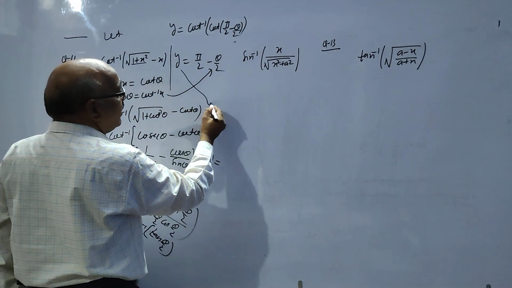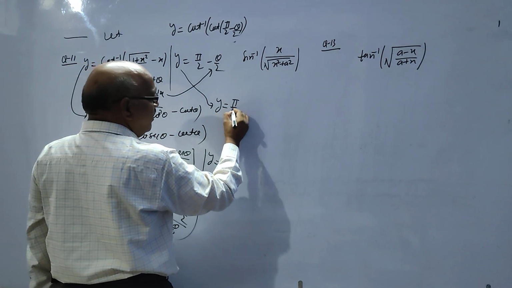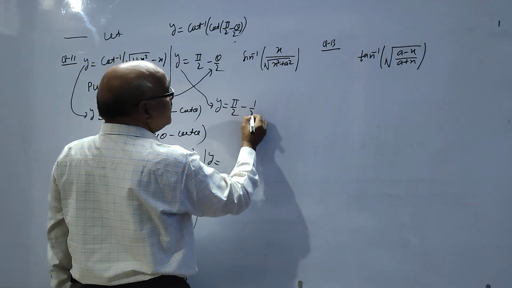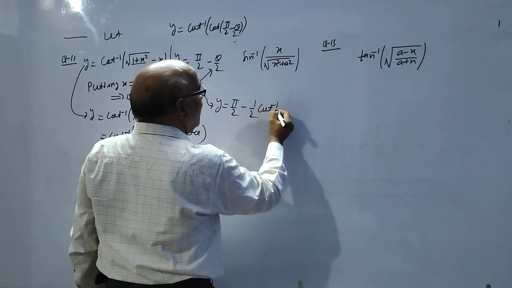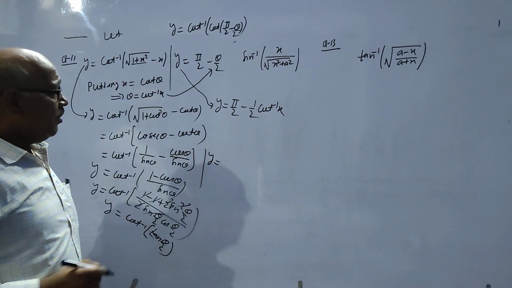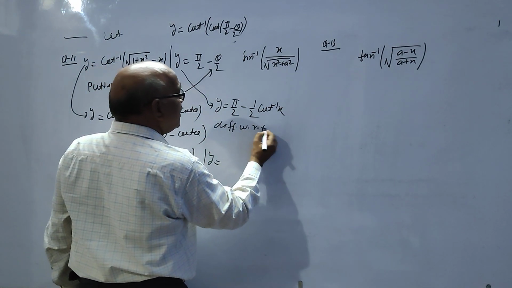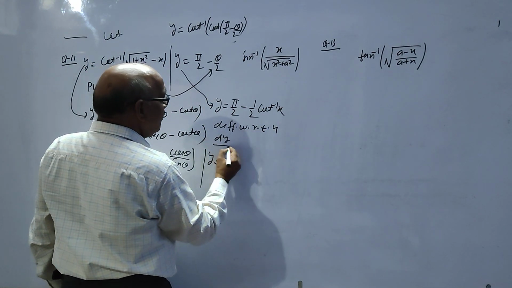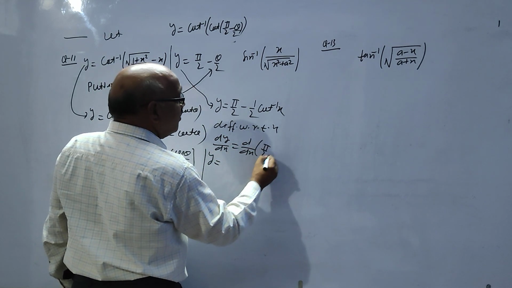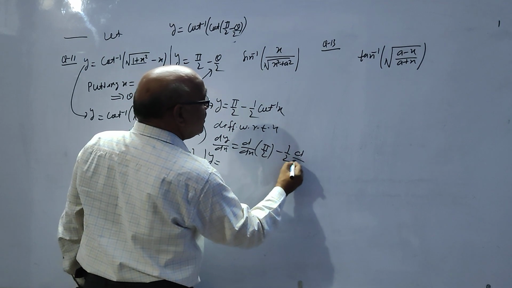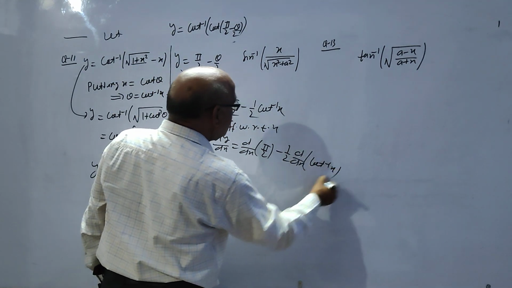So this is what we can say, y is equal to pi by 2 minus 1 by 2 theta, and in place of theta what will come? That is cot inverse x. Now differentiating with respect to x, what we have, dy over dx is equal to d over dx of pi by 2 minus 1 by 2 d over dx of cot inverse x.